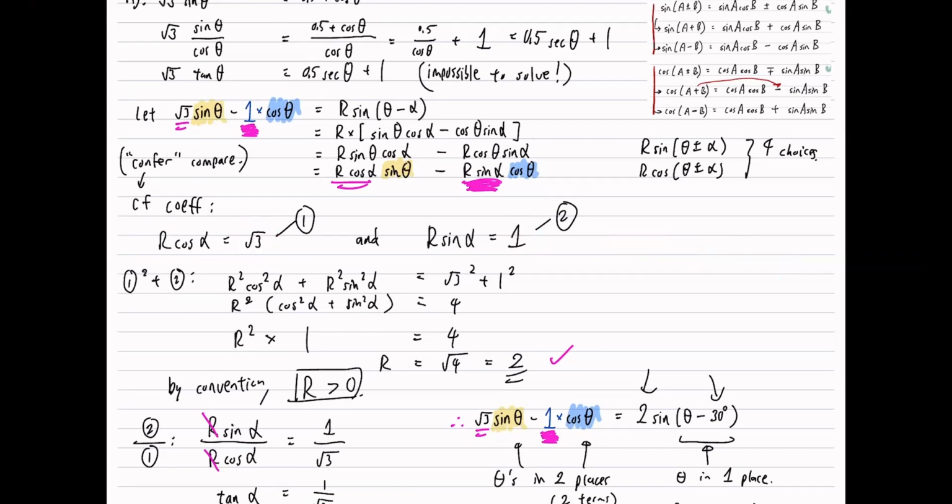Let me just write this down. On the RHS, square root 3 and 1 are positive. Because of a good choice of our formula, one good choice of one of the 4.